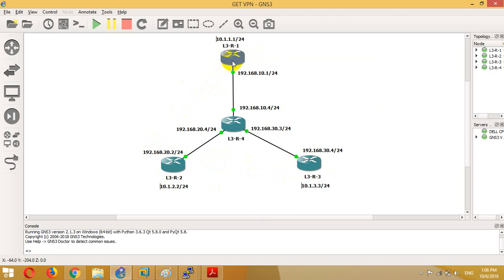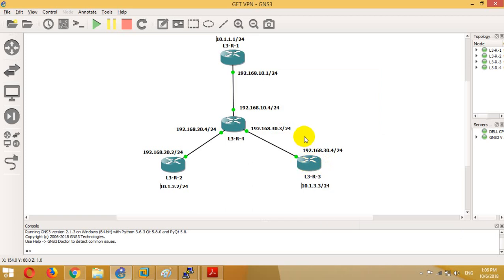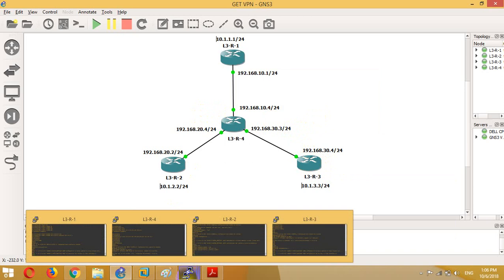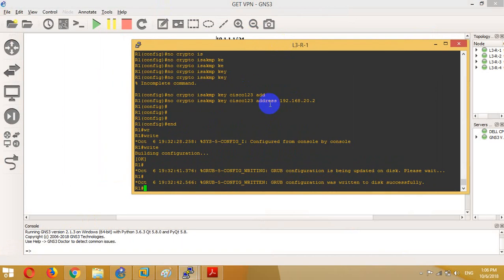I will do the configuration between router 1 and router 2. Router 1 is going to be the key server, router 2 the group member, and router 3 I'm going to leave for you. You can try to do it. So let's do it very quickly. I will go to router 1, conf t.